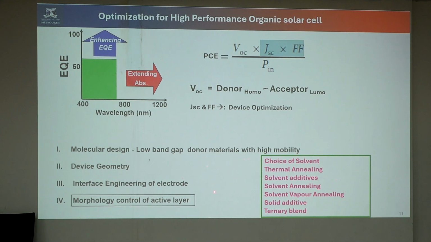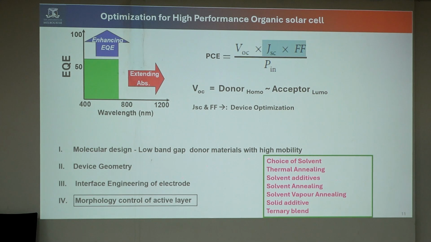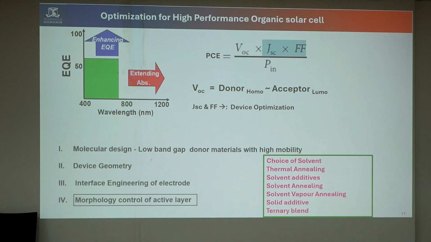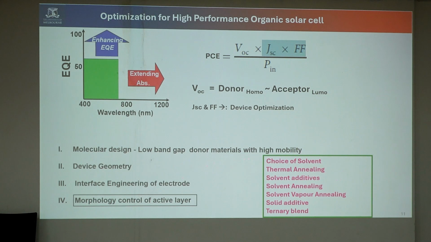But now we are going to see that morphology control is very, very important. As I said at the start of this lecture, how to get the optimum morphology of the nanoscale bulk heterojunction concept. We need to have a phase separation of 20 to 30 nanometer. How can we do that? That's a very important point. There are various options available. One is choice of solvent. By choosing which solvent we dissolve the material in, your morphology becomes different.